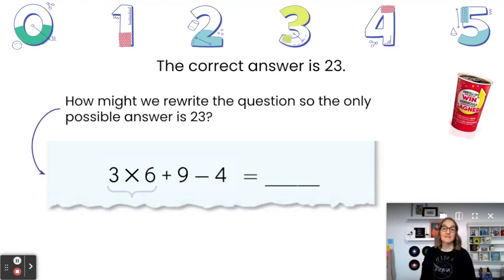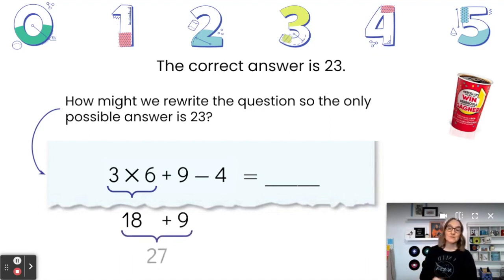3 times 6 gives us 18. The next step is to add 9. 18 plus 9 equals 27. And the next step is to subtract 4. Now, do you see where this is going? 27 minus 4 gives us 23. And that's the prize-winning answer.